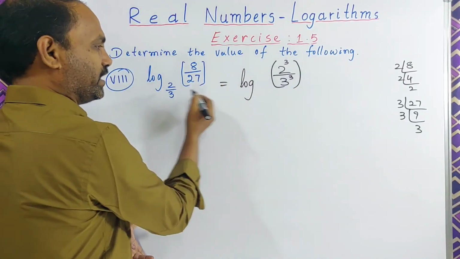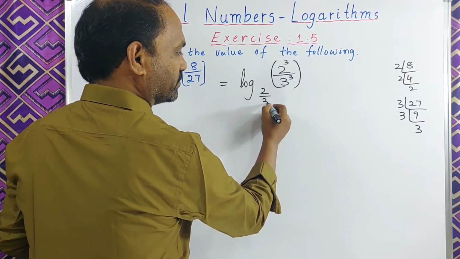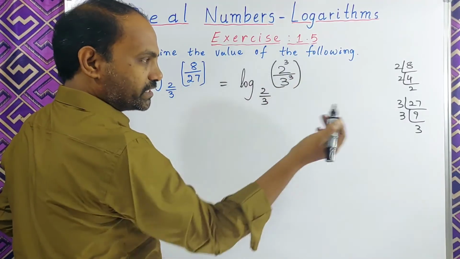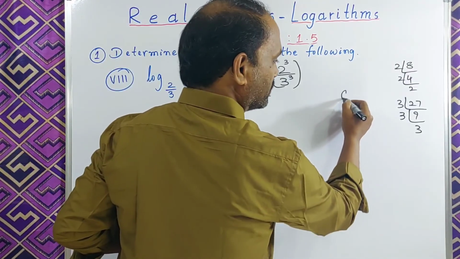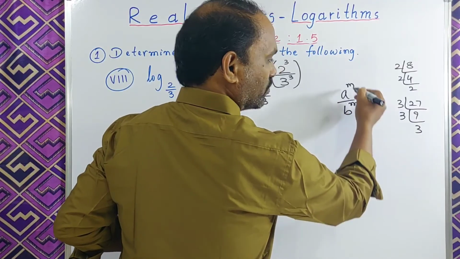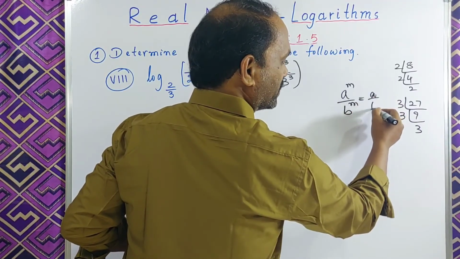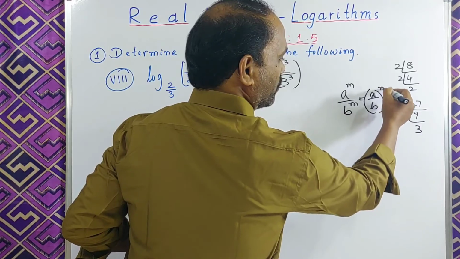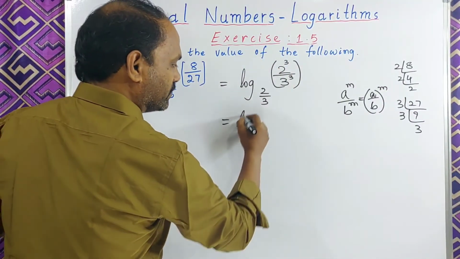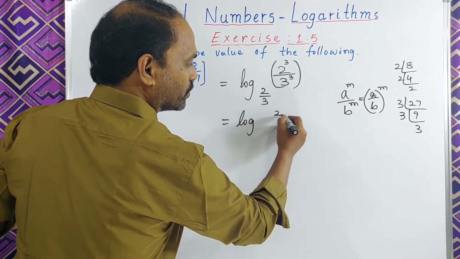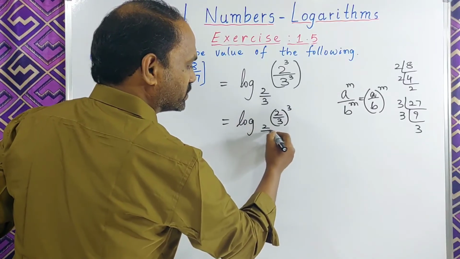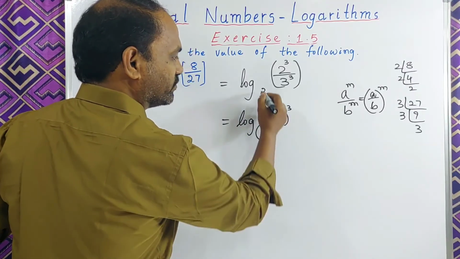Okay, this one, log to the base 2 by 3. Now here both have the same exponent. By using the exponents law, a power m by b power m, when both exponents are the same, then you should write the same exponent as a whole power m. By using that, you can write log (2 by 3) whole cube to the base 2 by 3. Again here we should use a bracket.